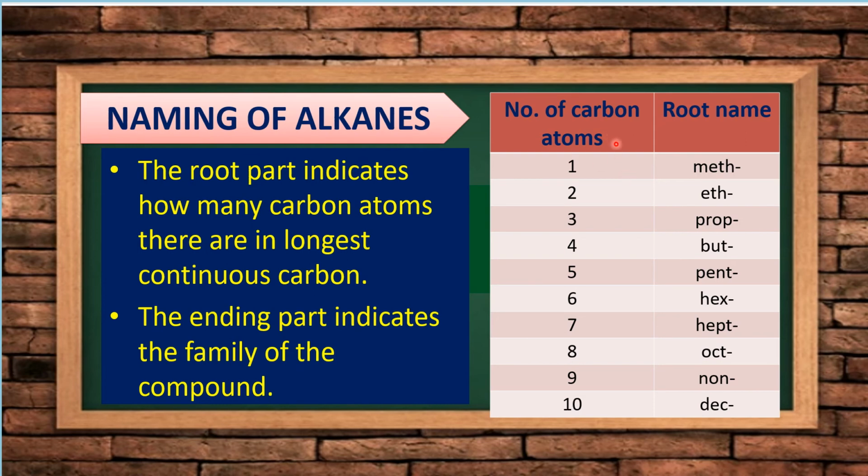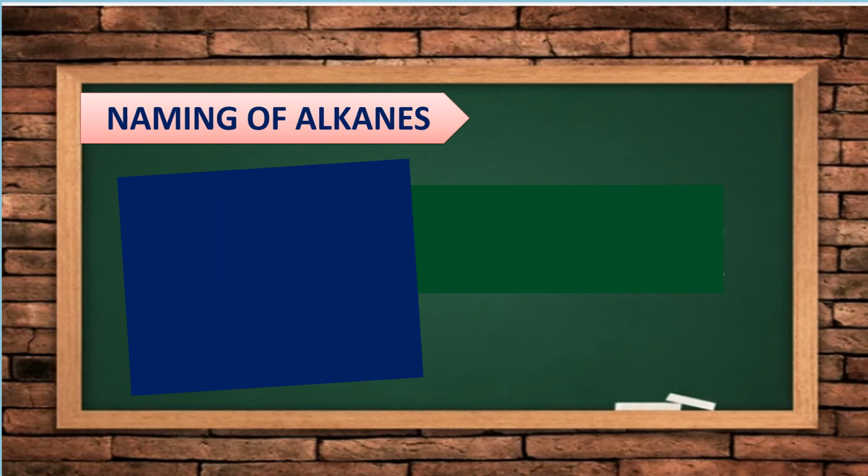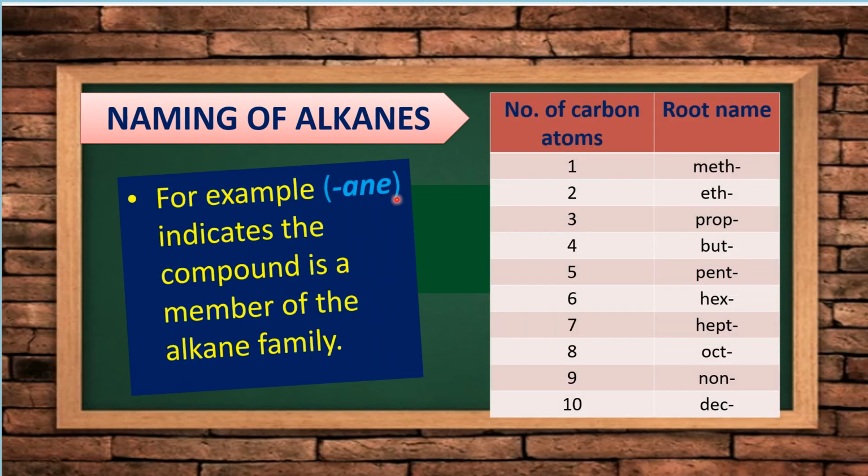Okay, number of carbon atoms, 1 until 10. The root name for 1 is meth, 2 is eth, 3 prop, 4 but, 5 pen, and so on. These are the root names of the carbon atoms. Next, this time we need to add ANE, the end part of the naming of alkane. ANE indicates the compound is a member of the alkane family.